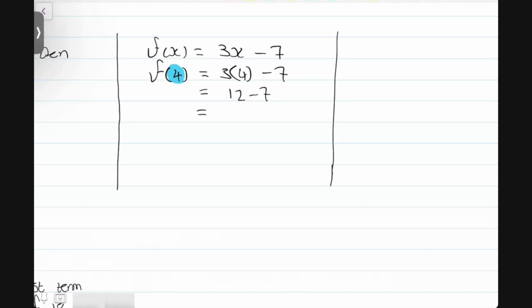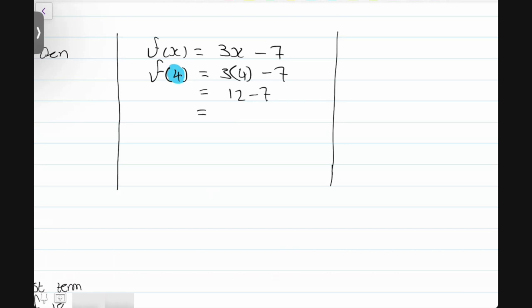So if I say that f of x is equal to 3x minus 7, and I say that it's going to be f of 4, what this simply means is wherever I see x, I need to put 4. Wherever I see x, I need to put 4 in brackets. So this is 3 times 4, which is 12, minus the 7, and then we go from there.